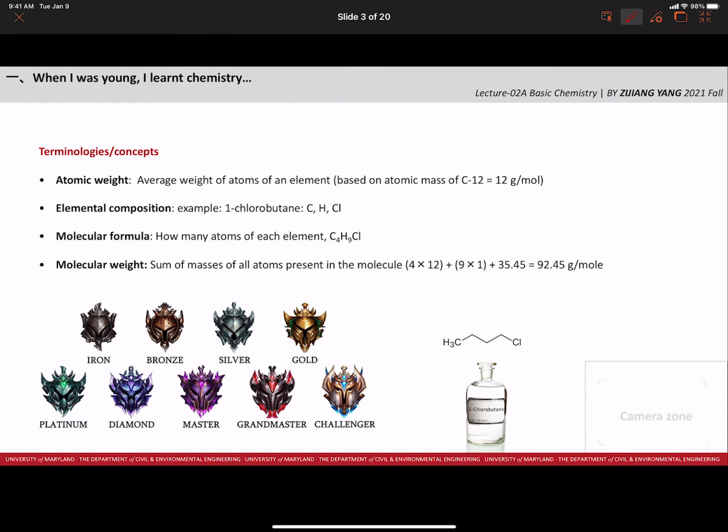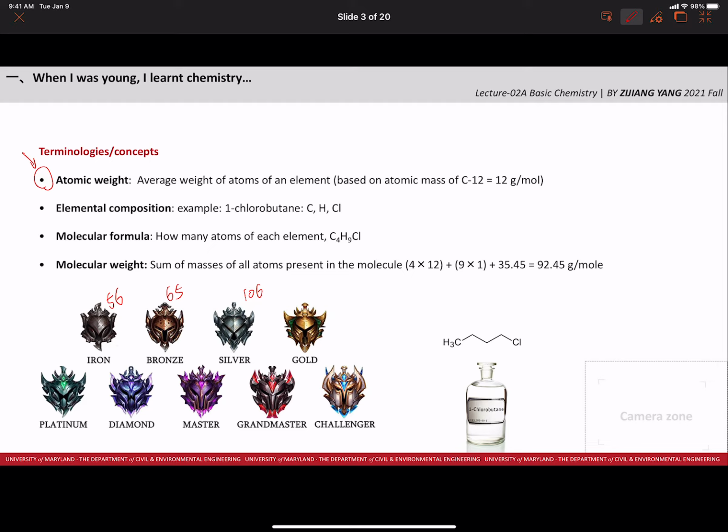So first, let's review some terminologies. First one, we know the atomic weight. It refers to the average weight of atoms in an element. And here shows some of the common elements in our daily life. So do you remember what's the atomic weight of iron? It is 56. And copper? It is 65. Actually, they are not common.